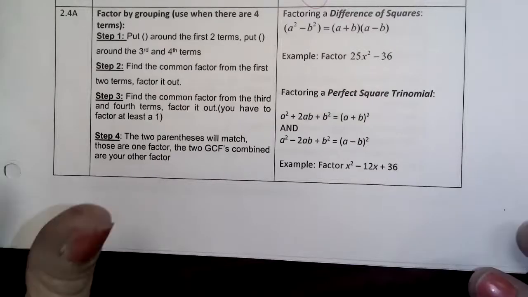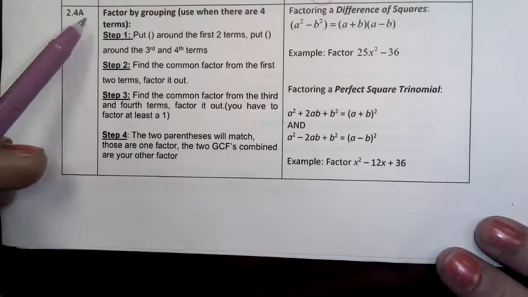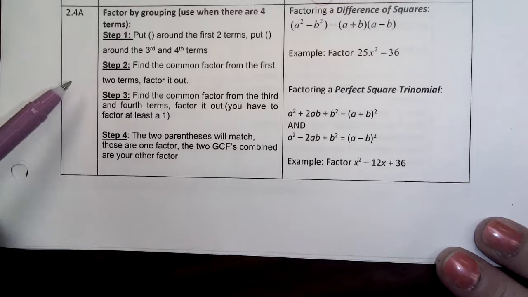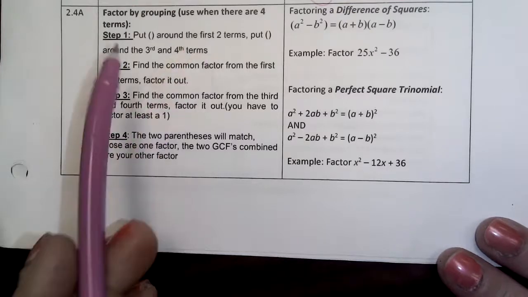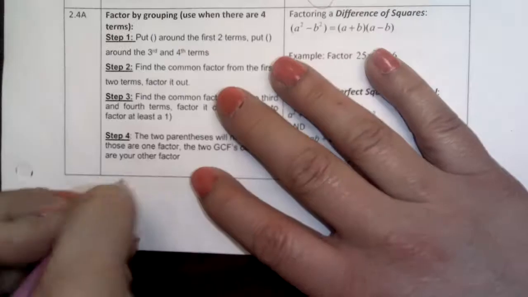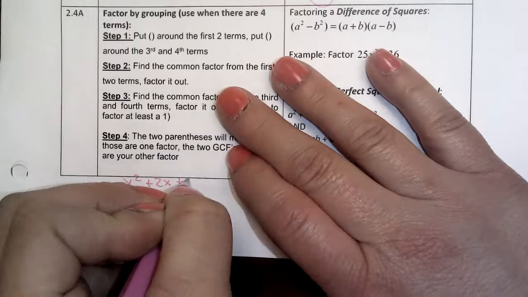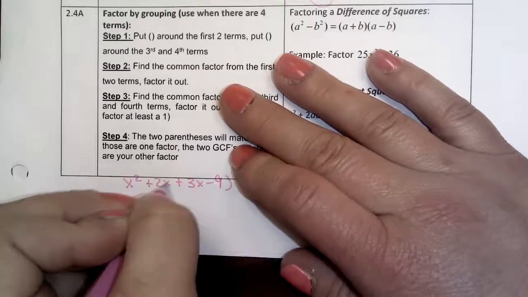Okay, today we're doing 2.4a for pre-calculus, which is factoring. So we're going to start by talking about factoring by grouping. You guys have done this before. Factoring by grouping is when we have four terms. So that would be where we have something like x squared plus 2x plus 3x minus 9.